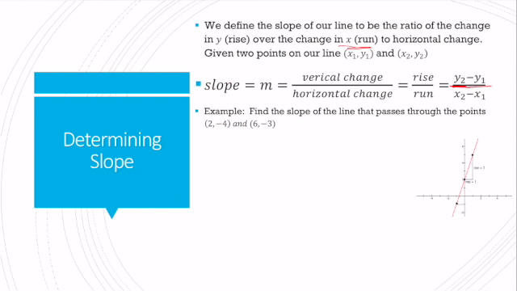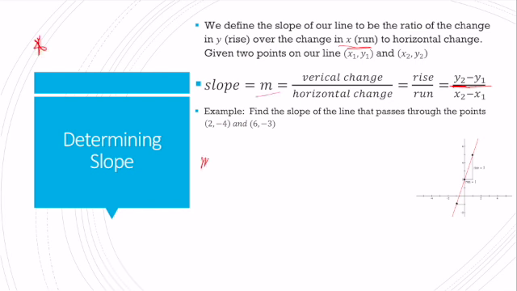So why don't we go ahead and calculate the slope of the line that passes through the points (2, -4) and (6, -3). Now, quick sidebar, it doesn't matter which points are your x1, y1, or x2, y2. Regardless of whether you do it either way, you're going to get the exact same slope, which is so nice that math works out that beautifully.